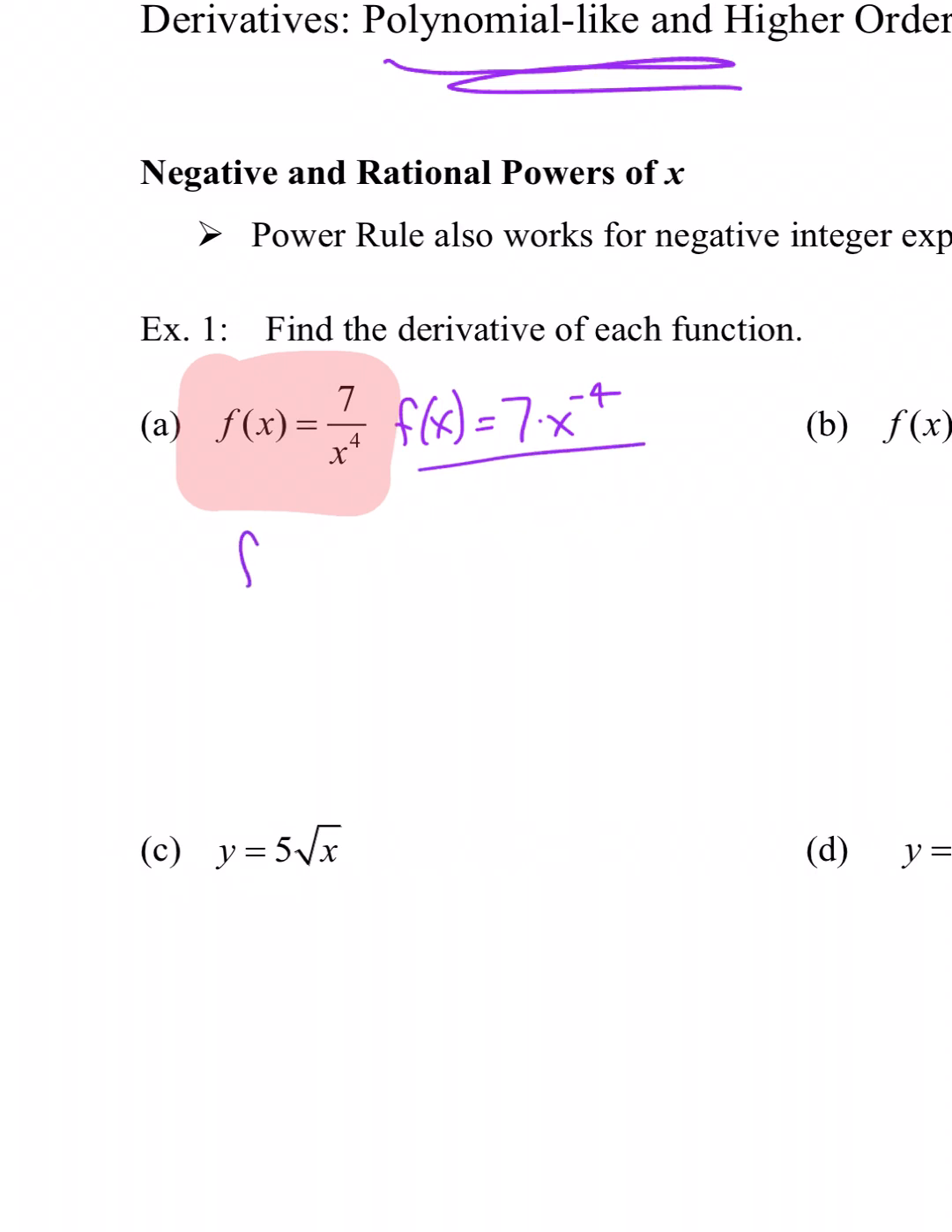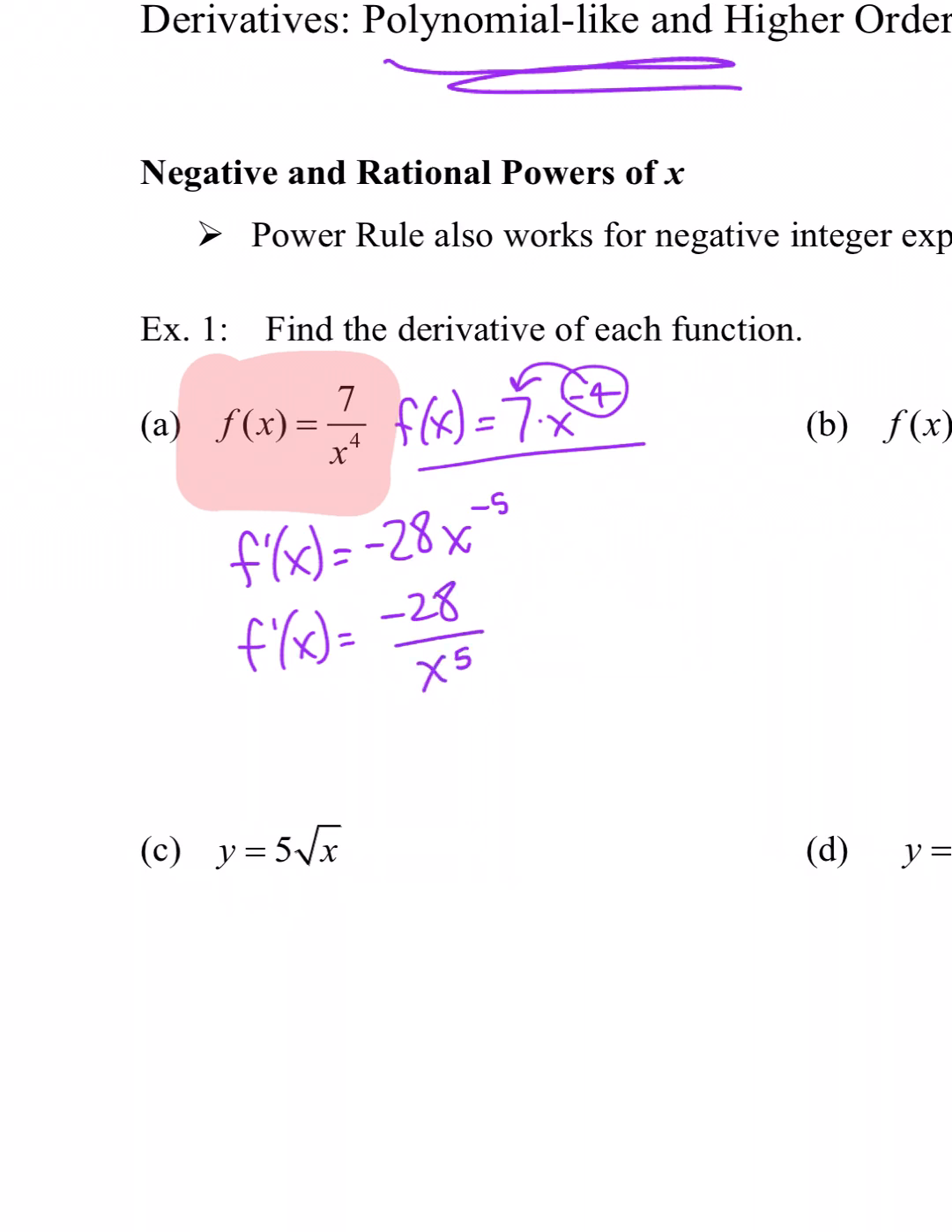So I can now do the derivative, which means I'm going to take this exponent and multiply it by the number out in front. I'm going to subtract 1 from that exponent. Keep in mind, this is a negative number. You are subtracting 1. And then all I have to do after that is clean that up by putting the exponent in the denominator with a positive exponent.